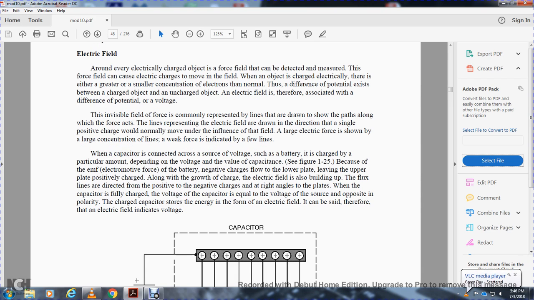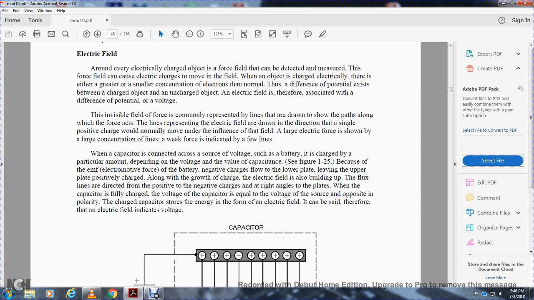When a capacitor is connected across a source of voltage, such as a battery, it is charged with an amount depending on the voltage and the capacitance. Because of the electromotive force of the battery, negative charge flows from the upper plate to the lower plate, leaving the upper plate positively charged. As the charge grows, the electric field is also building up. The flux lines run from the positive to the negative charge at right angles to the plates. When the capacitor is fully charged, its voltage is equal to the voltage source, of opposite polarity. The charged capacitor stores energy in the form of the electric field.